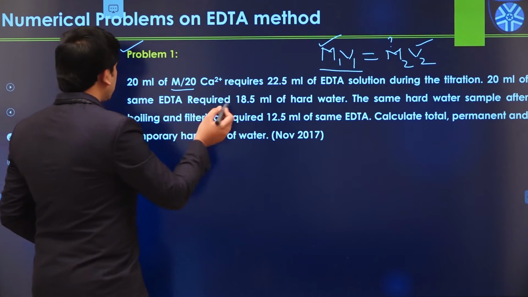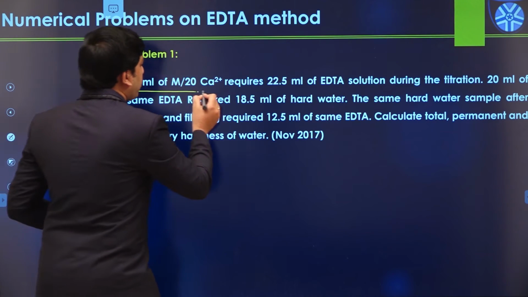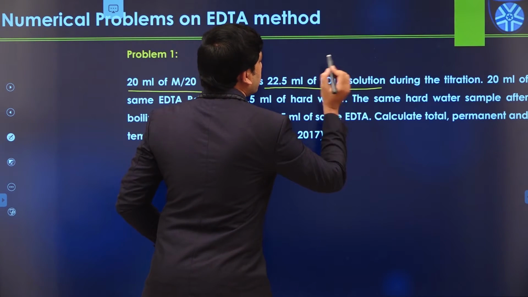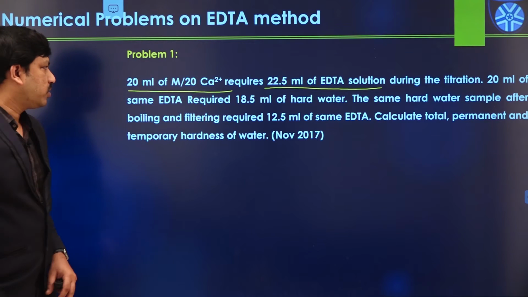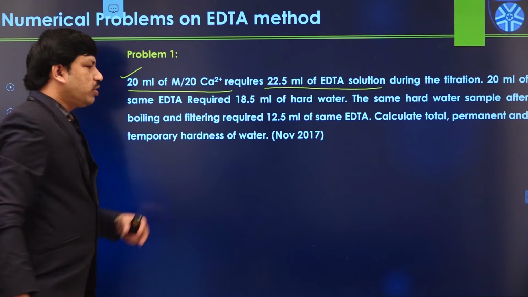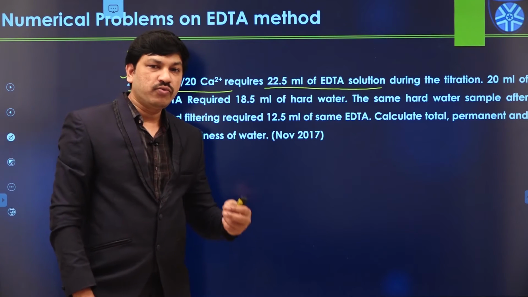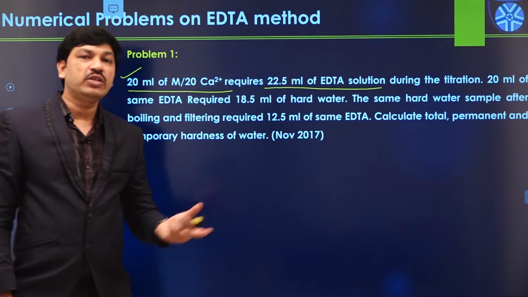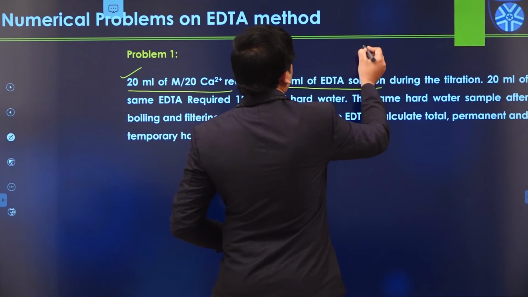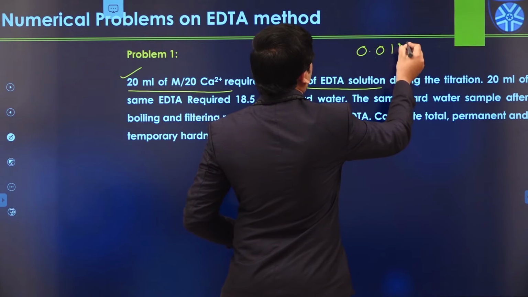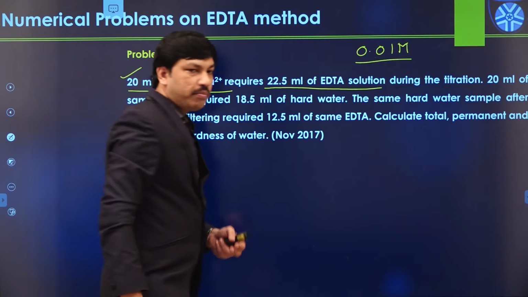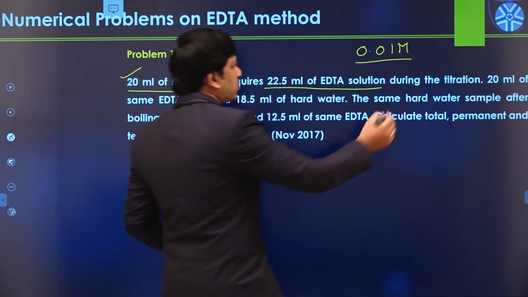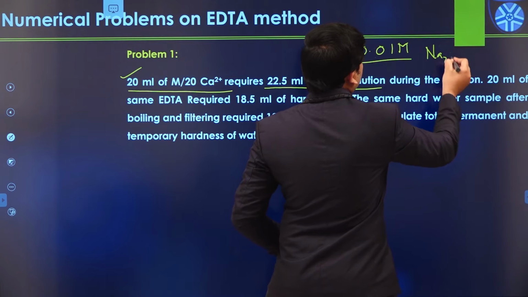First of all, we have to understand the first statement: 20 ml of M/20 calcium chelation solution requires 22.5 ml of EDTA solution during the titration process. Why is this statement there? In our previous class, we said that for determination of total hardness of water, we always depend on some standard EDTA solution. In our previous session, we used 0.01 molar EDTA solution.